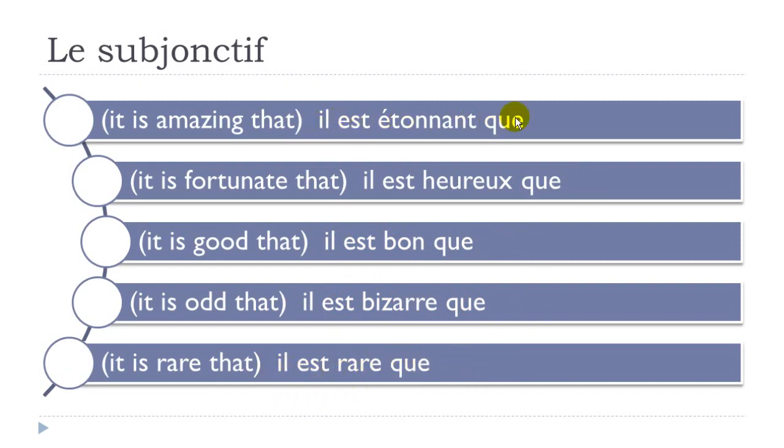So, il est étonnant que. Il est heureux que. Il est bon que. Il est bizarre que. And then, il est rare que. Remember, after all these expressions, you will have to use le subjonctif.